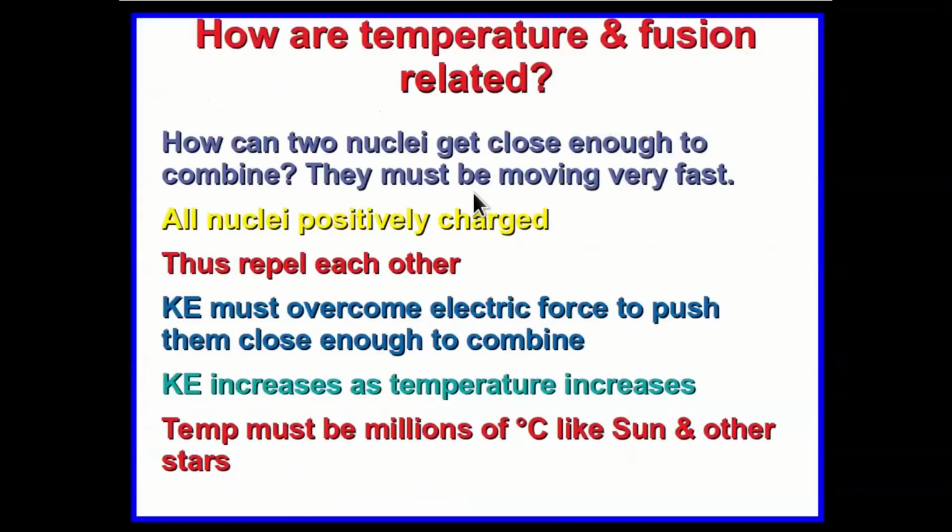Now just a diversion here, how are temperature and fusion related? How can we have two nuclei get close enough to combine? They must be moving very fast. All nuclei are positively charged, they repel each other, so the kinetic energy must overcome the electric force to push them close enough to combine. As the kinetic energy increases, the temperature increases. So temperature must be millions of degrees centigrade like the sun and other stars.